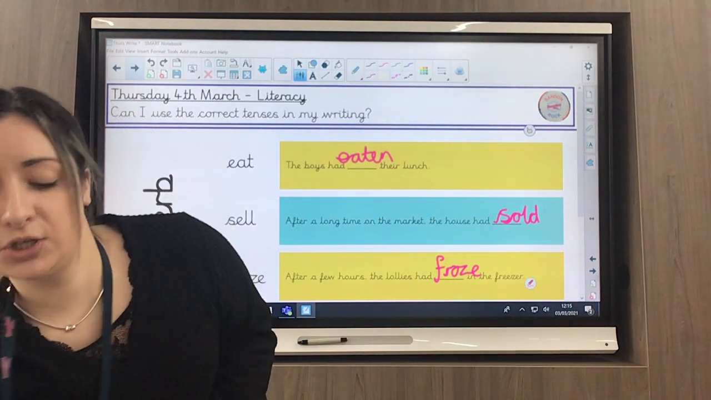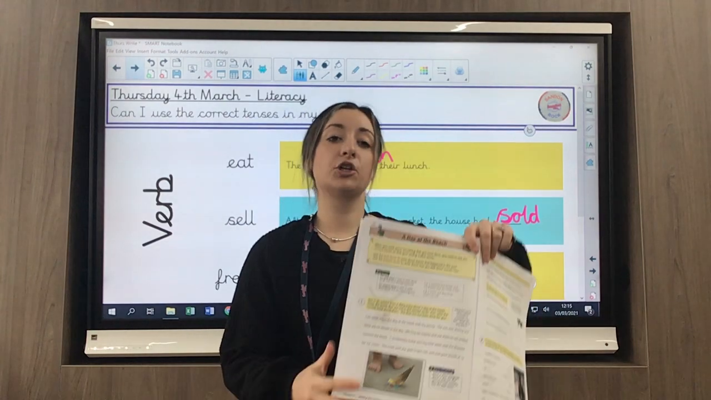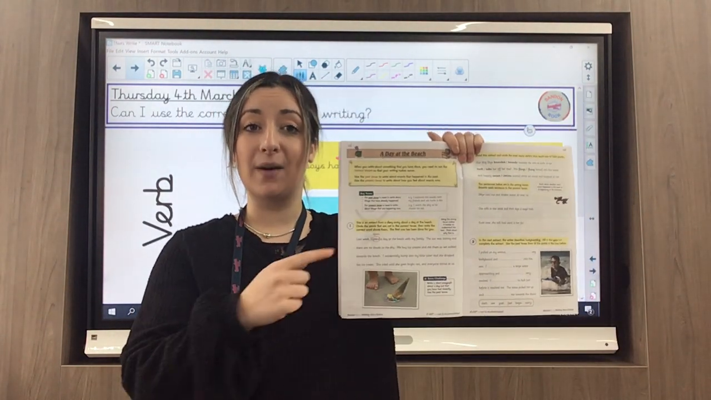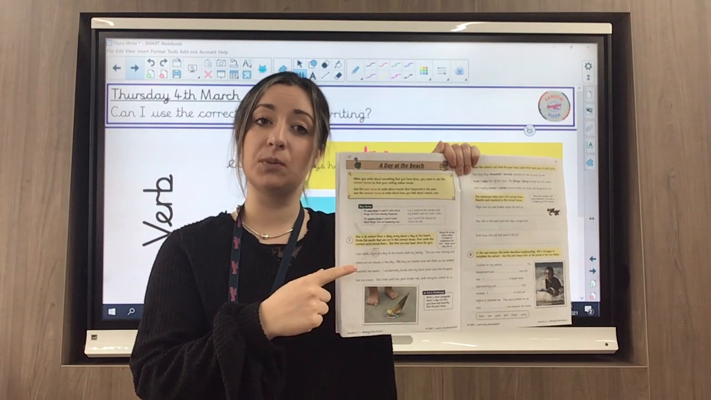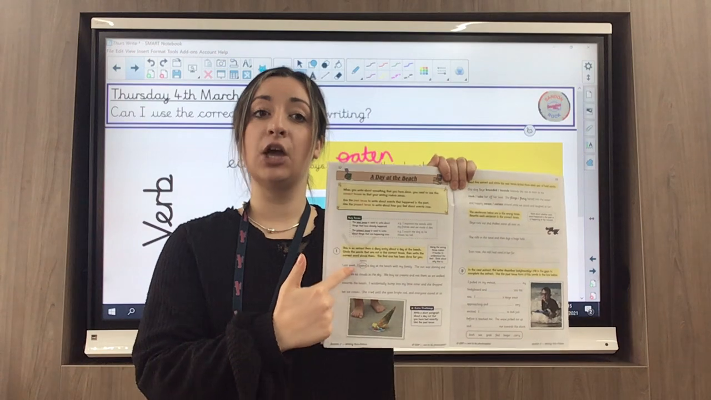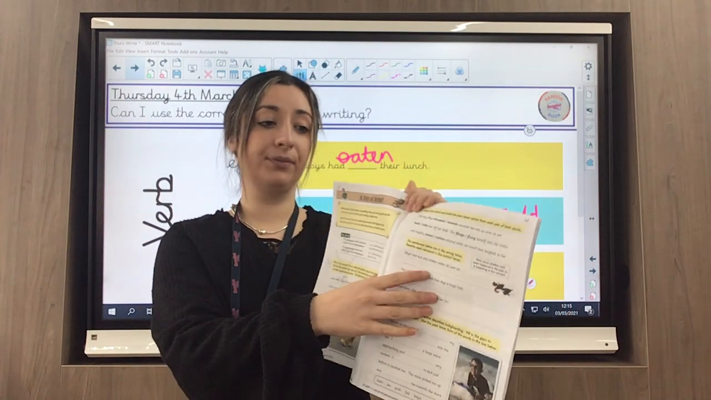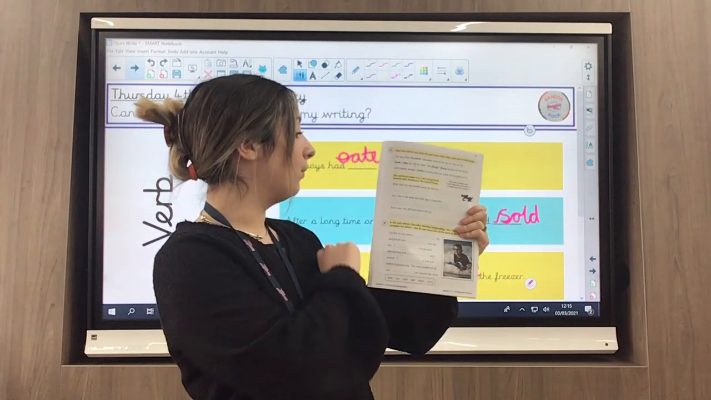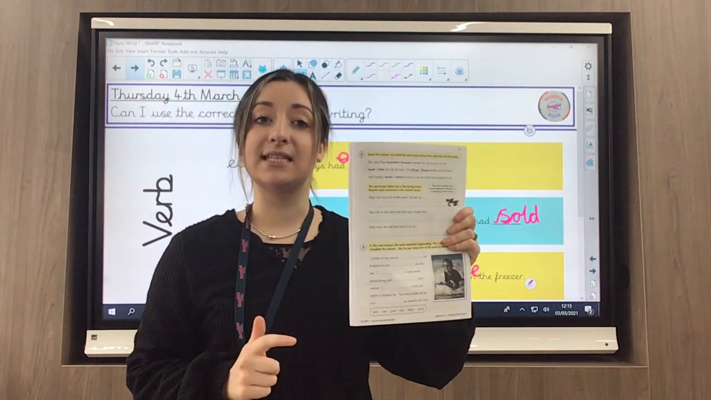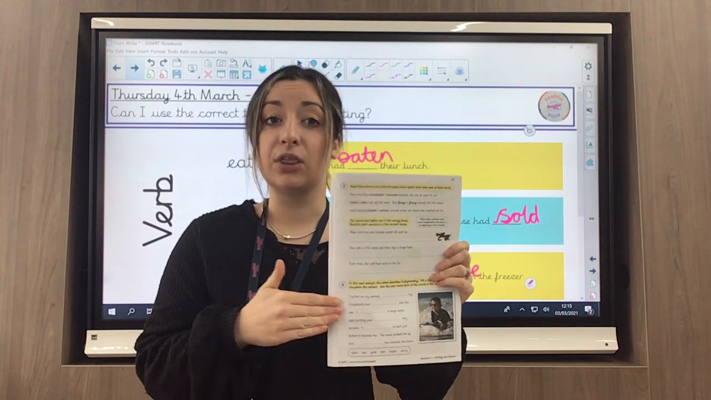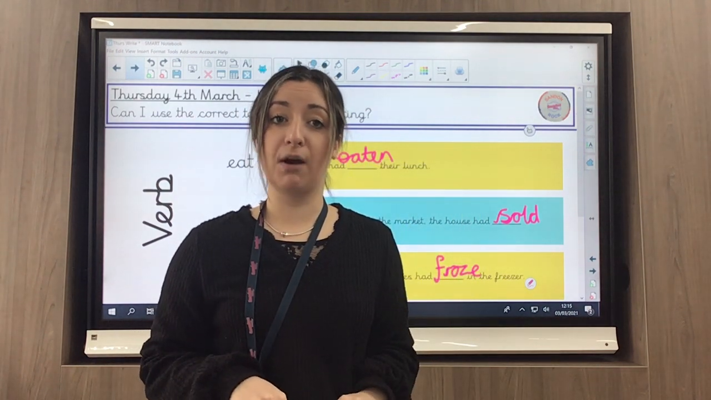Now when you come onto your workbooks today, section 1, the writing has already been done for you, but you are going to edit as we have done last week, and you are going to change any words that are in the incorrect tense, circle and correct them. And then section 2 is where it's going to help you with what we've just been doing. You're going to rewrite these sentences, but in the correct tense. Please do not complete section 3, because that is going to be for tomorrow's learning.